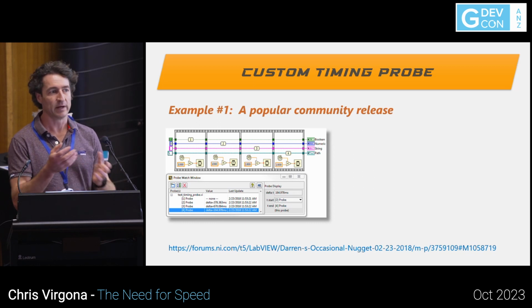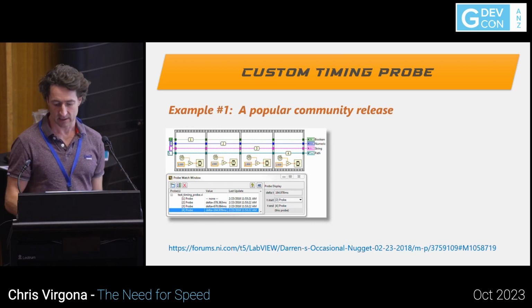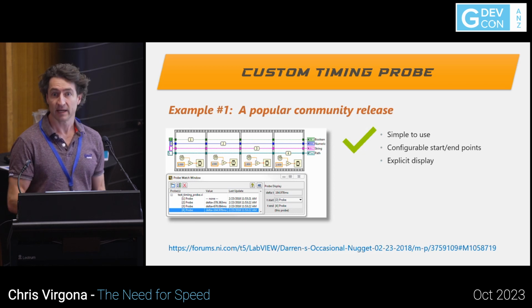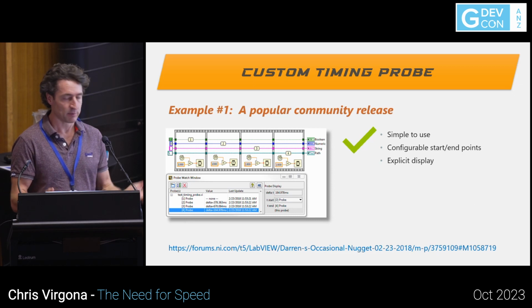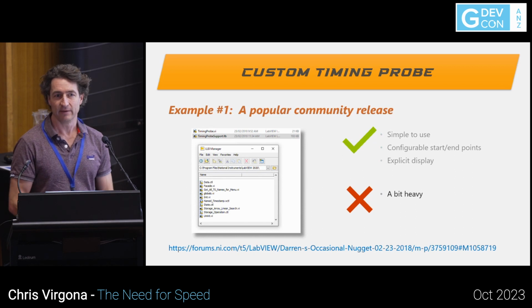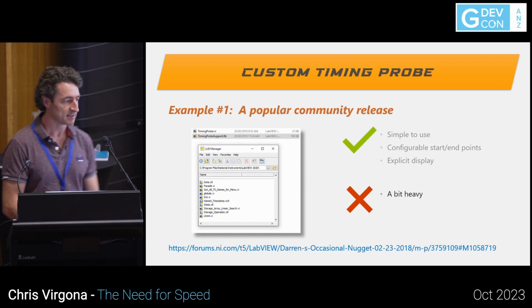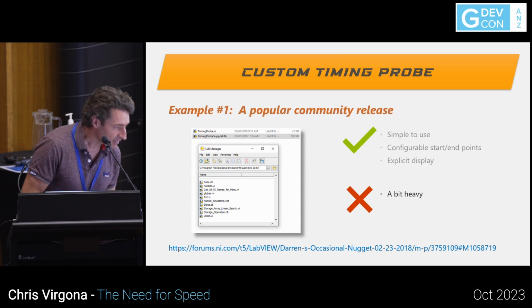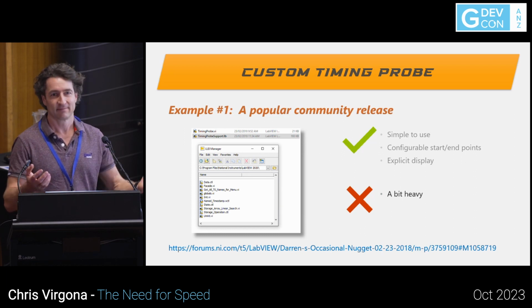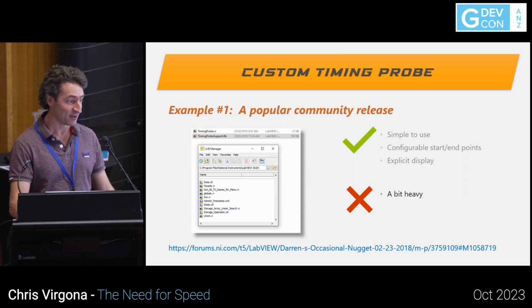So the time difference between the thing you've dropped and some other point in time. To me, that's not ever used really. But anyway, this is simple to use. You can configure the start time and the end time if you want. And it's got an explicit display of what you need. The downside is this probe, even though Darren's a great guy and produces good things, contains like 11 things inside an LLB to make this probe work, including an X control. I don't know why you need all that stuff.